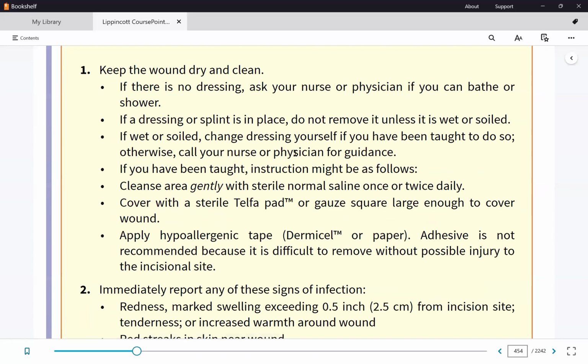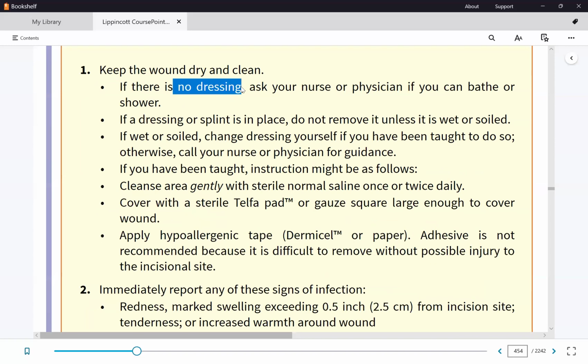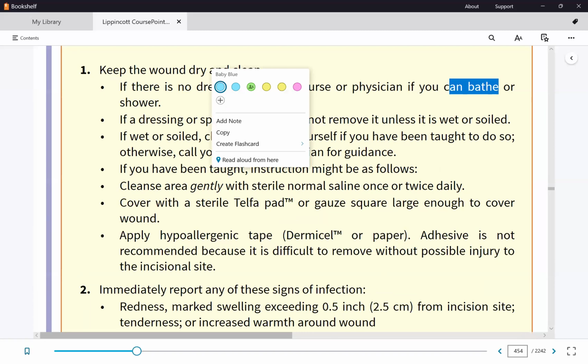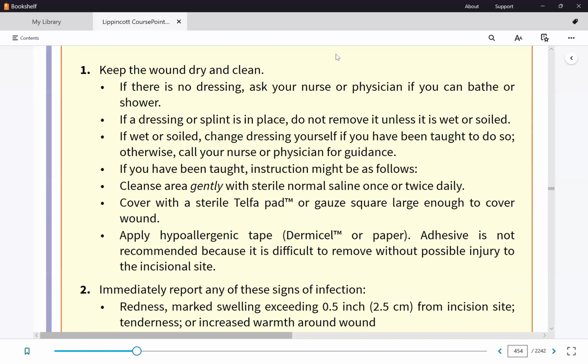Now, unless otherwise stated, if there's no dressing on the incision, that means the patient is free to shower. Bathing is not advised. I know it says here bathing, but is it really advisable to soak that incision with all your germs and snot and poop? No, shower is better, yeah? Okay. If there's a dressing, do not remove the dressing unless it's soiled or wet.